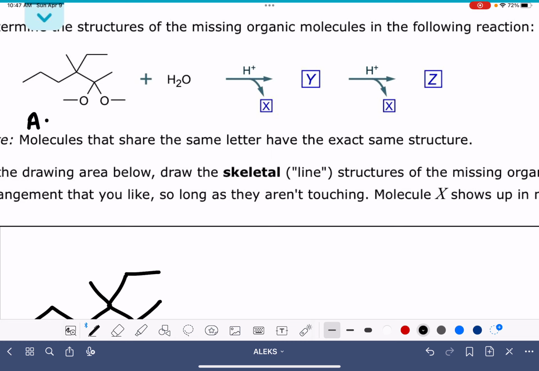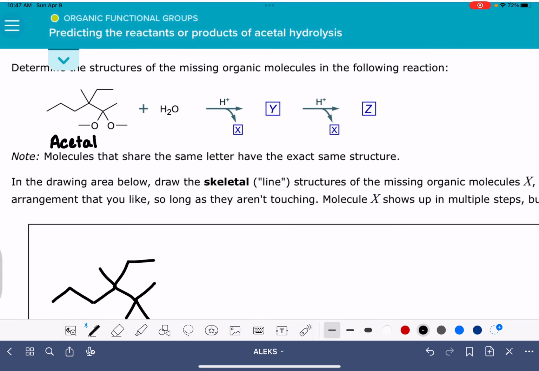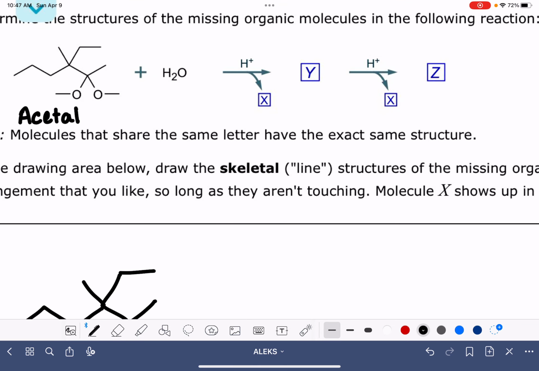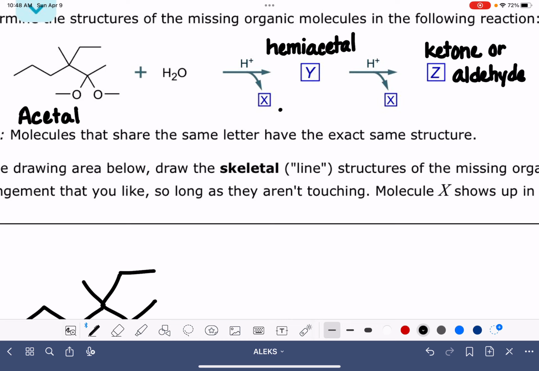This reaction is always going to be starting us off with an acetal. And this spot right here is always going to be a hemiacetal. Sometimes you're going to be provided with the structure of this hemiacetal. I am not being provided with it in this problem. Over here, this is either going to be a ketone or an aldehyde. And then this X is always going to be an alcohol.